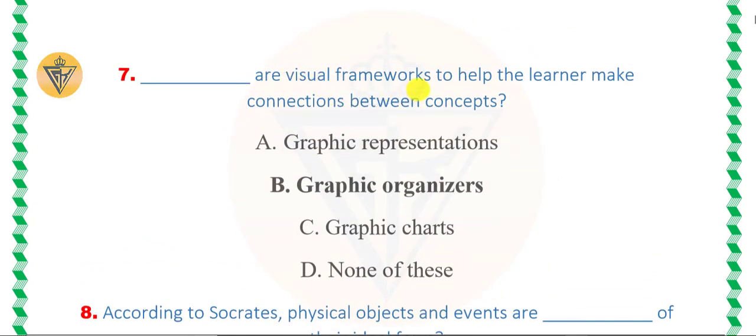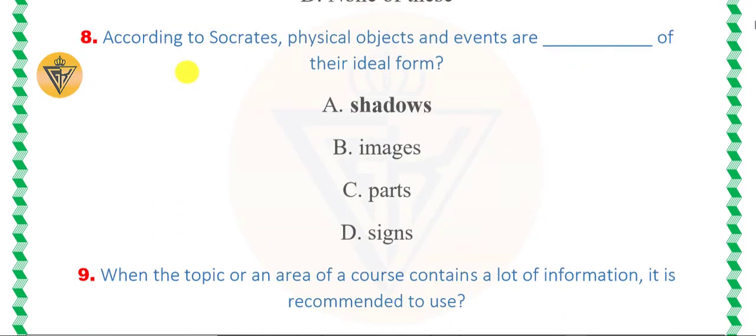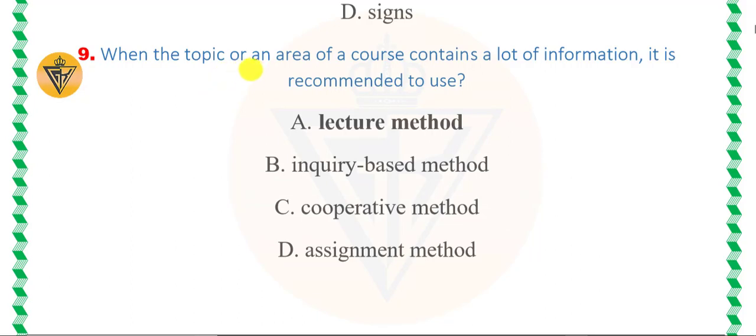Dash or visual frameworks to help the learner make connections between concepts. Option B, graphic organizers. According to Socrates, physical objects and events are dash of their ideal form, shadows. When the topic or an area of a course contains a lot of information, it is recommended to use option A, lecture method.